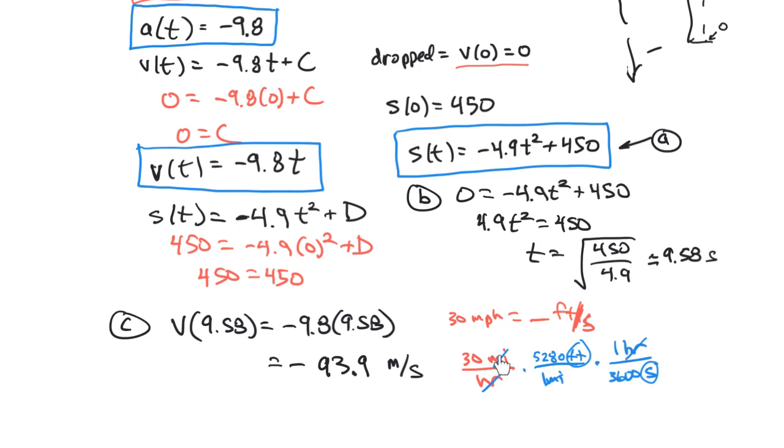It's just fractions. 30 times 5,280 times 1. This would be like 1 times 1 over 3,600. So we end up with 30 times 5,280, and we divide that by 3,600, and you get about 44 feet per second. So it's just a quick review. If you have to use unit conversions, that's how you do it.